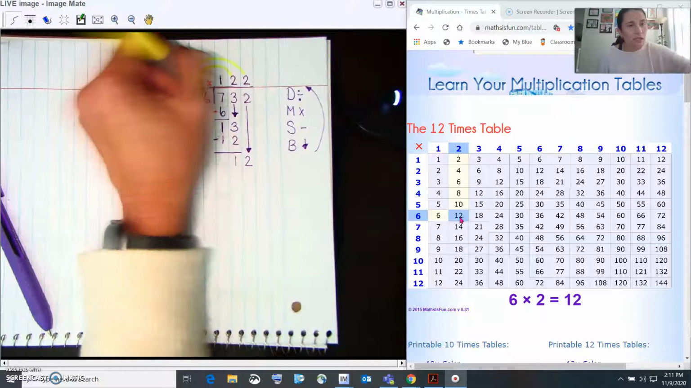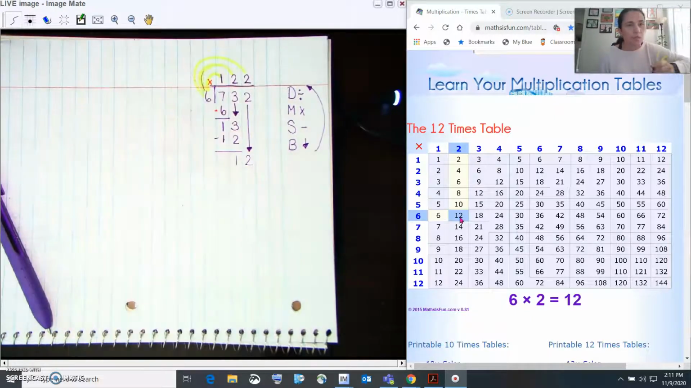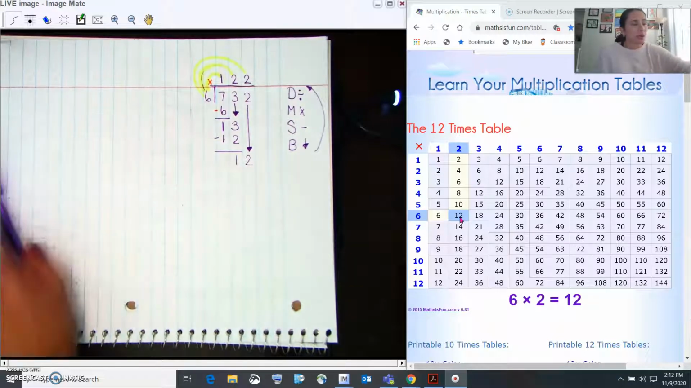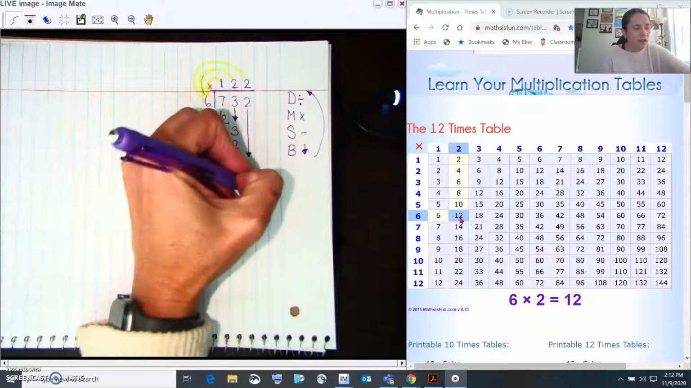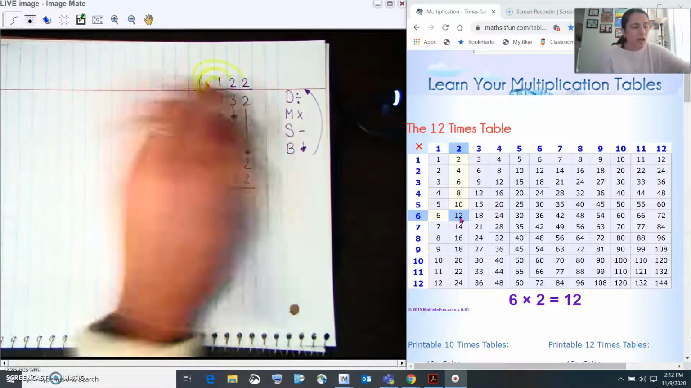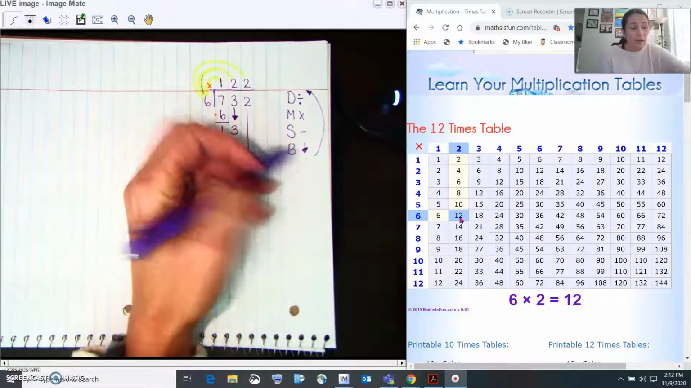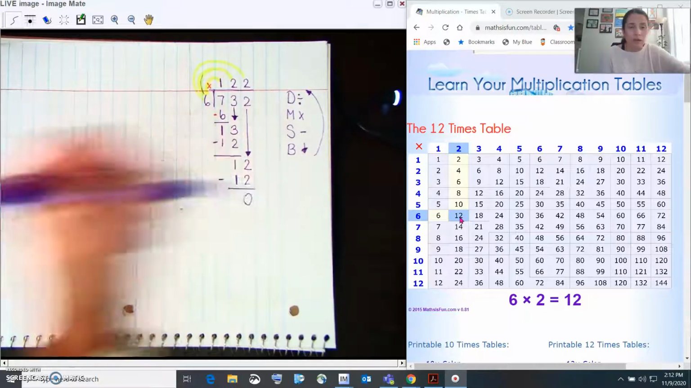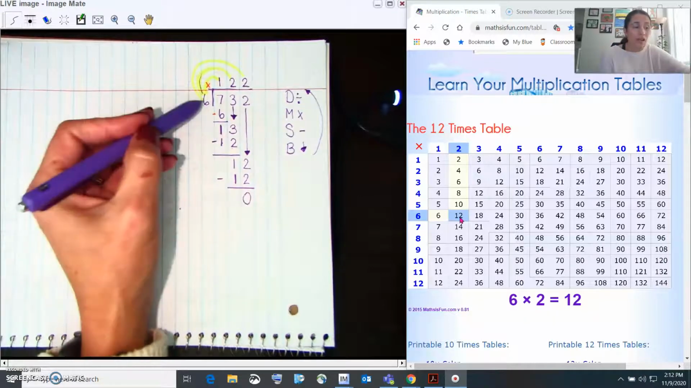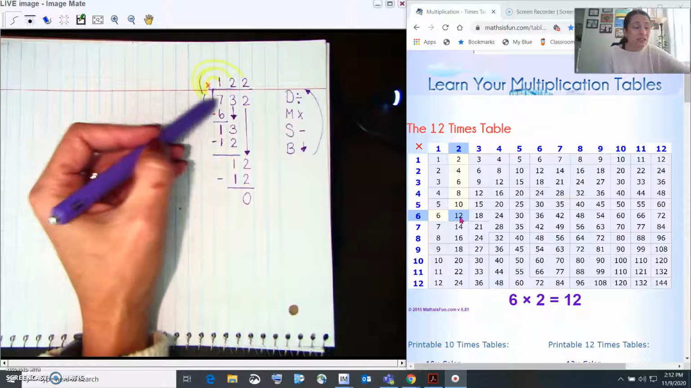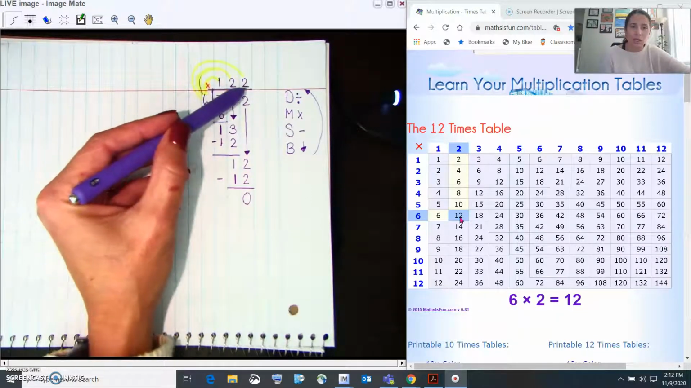Now we're going to multiply 2 times 6. Well, I guess I should have put one right here too. So now we do 2 times 6 is 12 again. We subtract. It's 0. And there's nothing left to bring down. So that means we have no remainder and we're done with our problem. So that means 732 divided by 6 is 122.